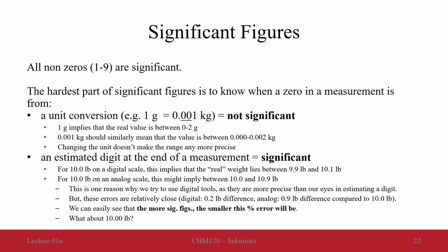We can easily see that usually the case is that the more significant figures there are, the more precise the measurement was, the smaller this percent error would be. Again, consider the difference between 9 to 10 pounds, plus or minus 1 pound, versus plus or minus 0.1 pound versus plus or minus 0.01 pound, all representing this range of uncertainty from this estimated digit.